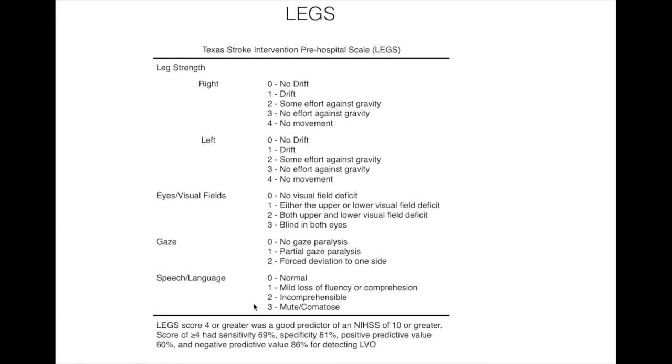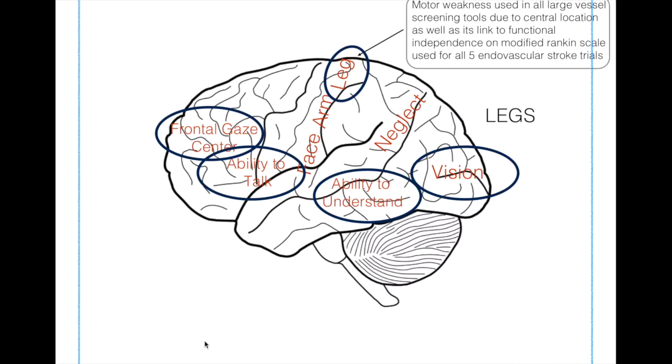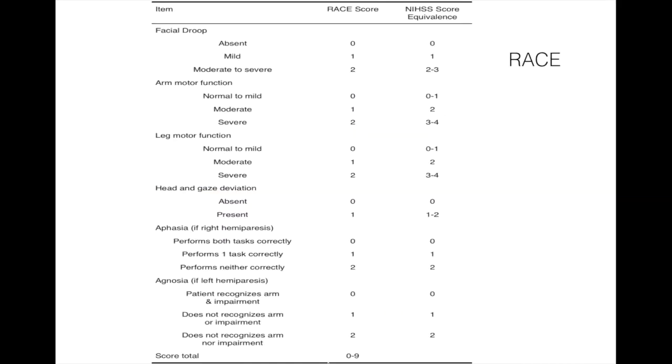Again, it has a pretty good ability, its sensitivity 69%, positive predictive value about 60, which is better than the positive predictive value of RACE, which was only 42%.